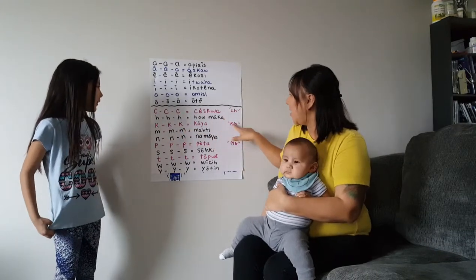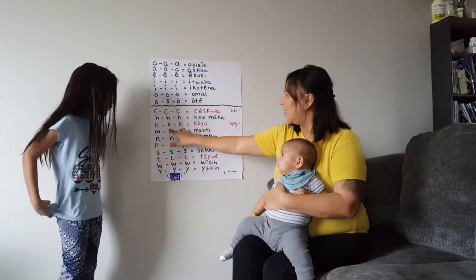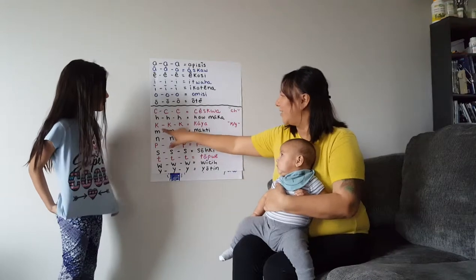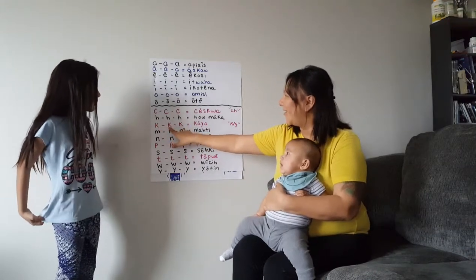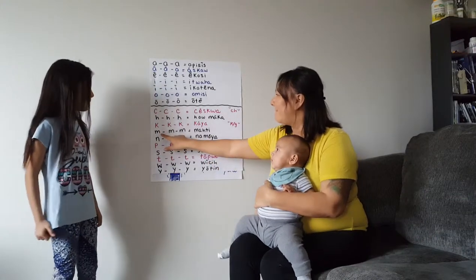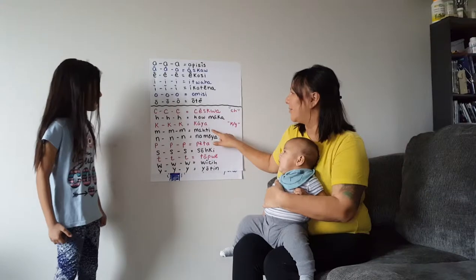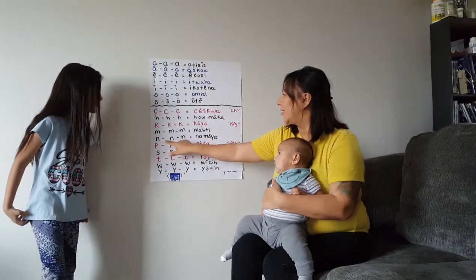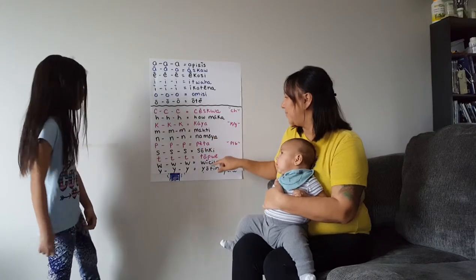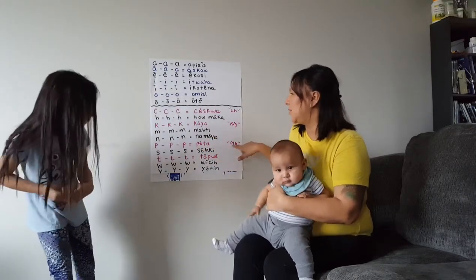The K has a K and G sound. G, G, G. Gaya. Mate. Namoya. The P has a P and a B sound.